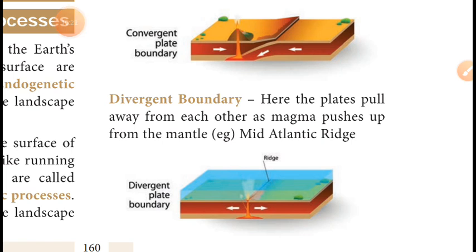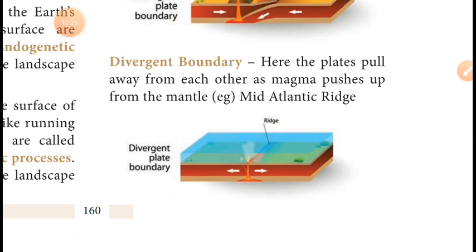Mid Atlantic ridge. Okay, listen, look at this picture. Here two plates are moving away from each other. Look at the middle place. Here, on the left side is one plate and on the right side one more plate. Both plates are pushing or pulling each other due to the magma. So this is an example of a divergent boundary, the Mid Atlantic ridge.